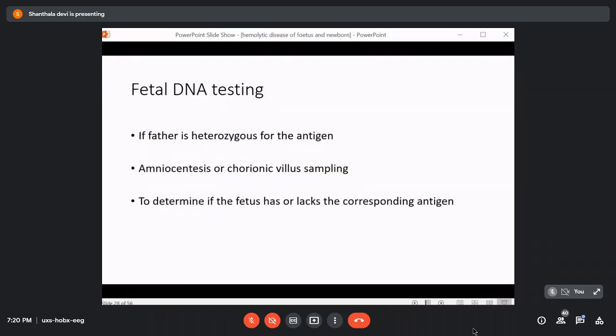What is fetal DNA testing? If the father is heterozygous for the antigen, the fetal DNA testing can be done to check whether the fetus has or is lacking the corresponding antigen. Amniocentesis and chorionic villus sampling can be done. Now even fetal cells can be picked up from the maternal circulation itself and can be checked, which avoids the need to do an invasive procedure on the fetus.